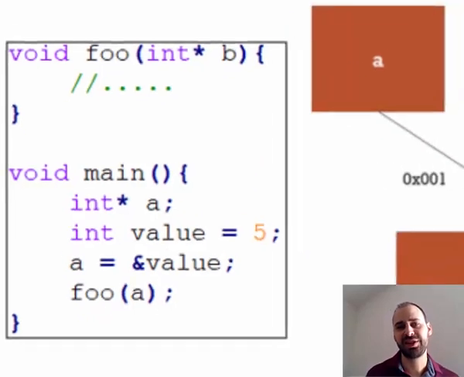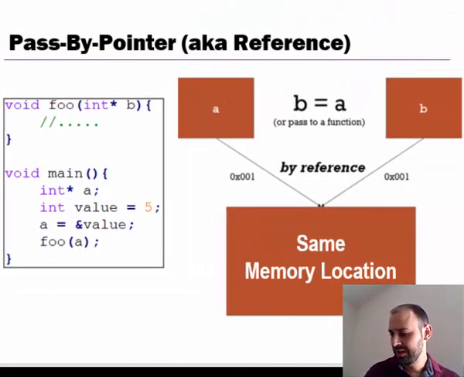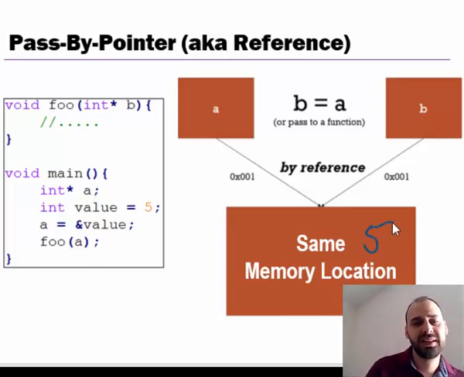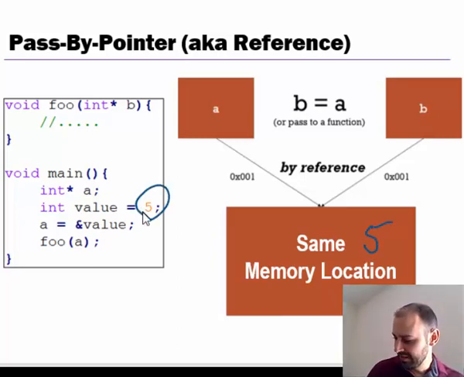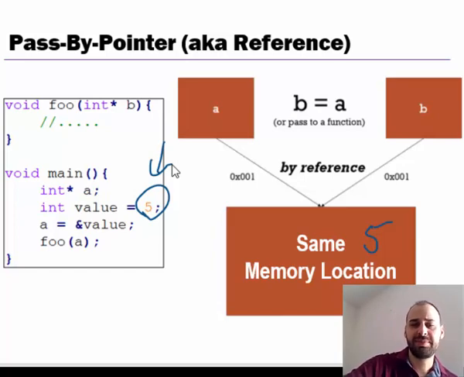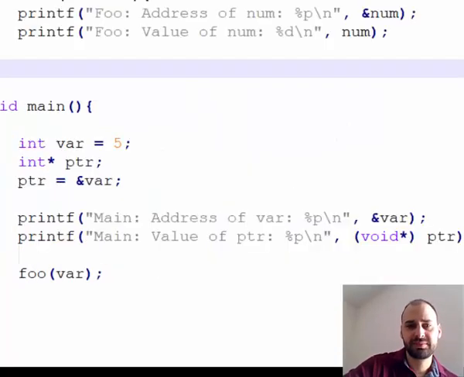In this case, the same memory location stores a value, and that value stored there happens to be 5, based on how this example was defined. All right, so with PassByValue, we're making a copy, 2 different memory locations. With PassByPointer, 1 single memory location. All right, so let's look at an example of this.